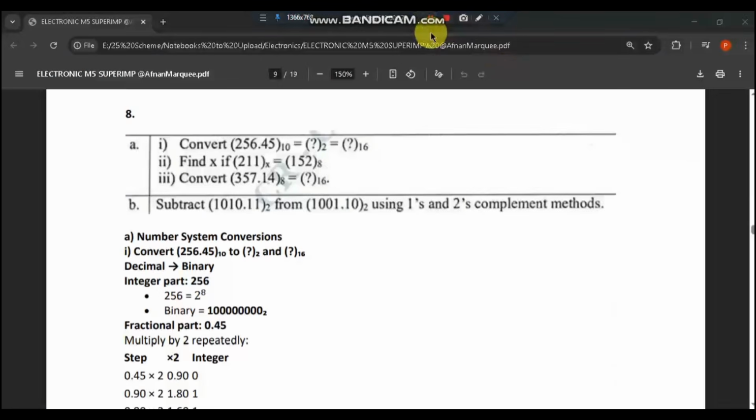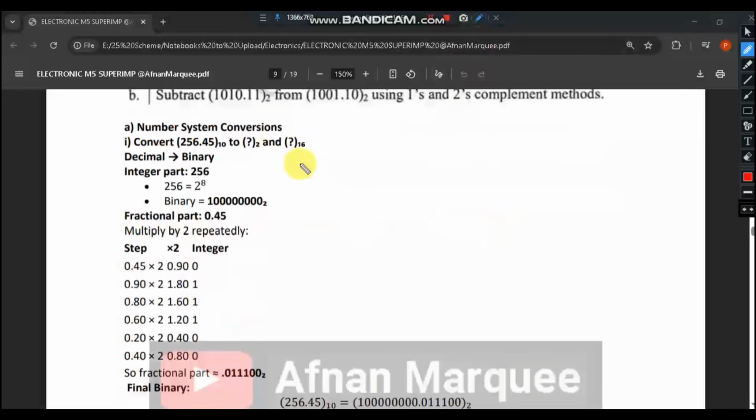The next type of question which can be asked is regarding the conversion from base 10 to base 2 to base 16, and from base x to base 8. If the number is given, how do you find x? And if it is 8 to 16, how do you do that, subtracting using ones and twos complements? So all of these things you have to practice. I have included it here. So don't skip it. This is a very important concept from this module.